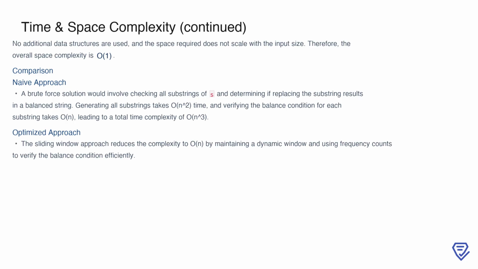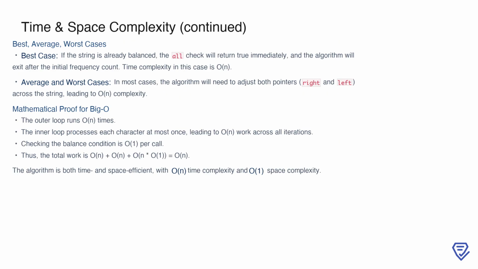With a time complexity of O(n) and space complexity of O(1), the sliding window approach is vastly more efficient. Looking at the best, average, and worst cases for this algorithm, we find that the best case scenario occurs when the string is already balanced. Here, the all check immediately confirms the balance condition after the initial frequency count, allowing the algorithm to terminate early with a time complexity of O(n).